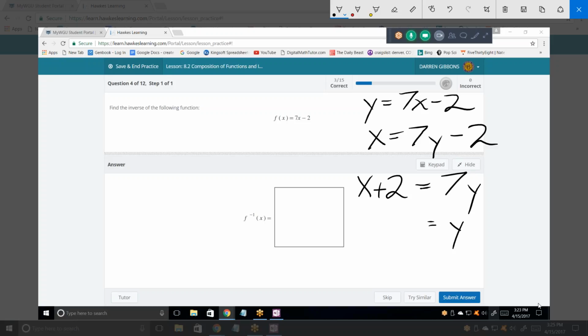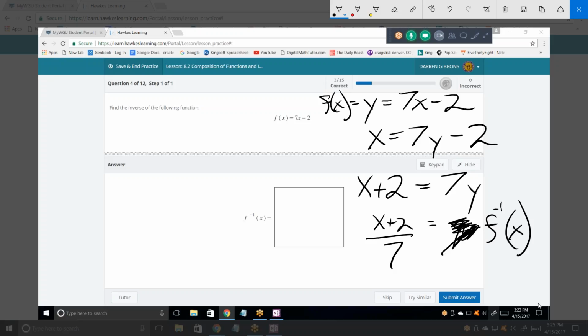Y equals x plus 2 divided by 7. And that's also equal to f inverse of x, not really y. Okay? In other words, this started out as f of x, and I called it y just as a tool I use for solving this problem. I didn't have to really do that.